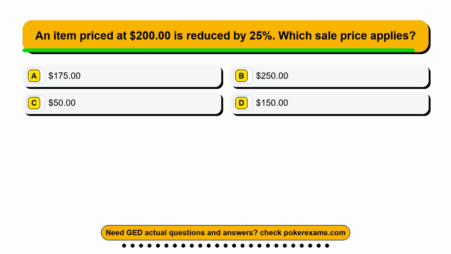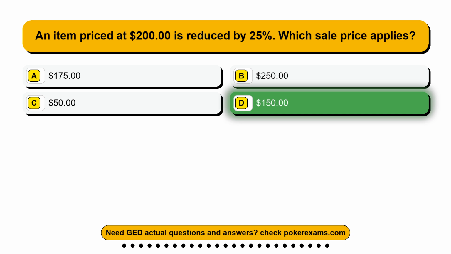Question 7. An item priced at $200 is reduced by 25%. Which sale price applies? Option A, $175. Option B, $250. Option C, $50. Option D, $150. The correct answer is option D, $150.